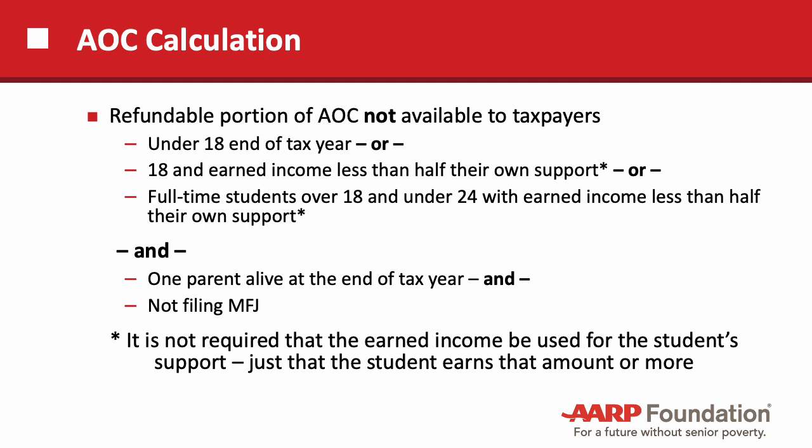The refundable portion of the American Opportunity Credit is not available to taxpayers who are under 18 at the end of the tax year, or they are 18 and their earned income is less than half of their own support, or they're full-time students over 18 and under 24 with earned income less than half of their own support, and one parent alive at the end of the year, and not married filing jointly. Now, it's not required that the earned income be used for the student's support, just that the student earns that amount or more.